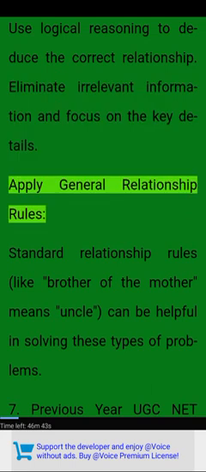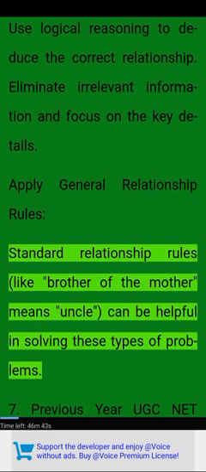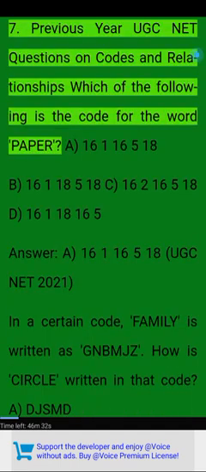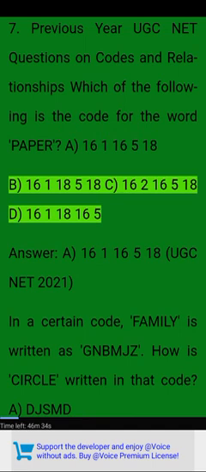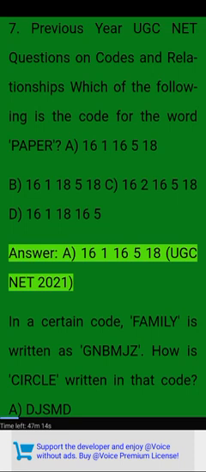Apply general relationship rules. Standard relationship rules like brother of the mother means uncle can be helpful in solving these types of problems. 7. Previous year UGC NET questions on codes and relationships. Which of the following is the code for the word PAPER? A. 161-16518. B. 161-18518. C. 162-16518. D. 161-18165. Answer: A, 161-16518. UGC NET 2021.